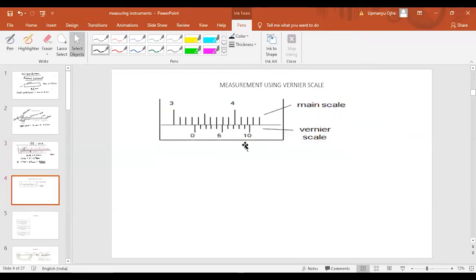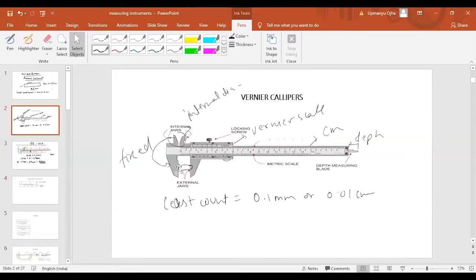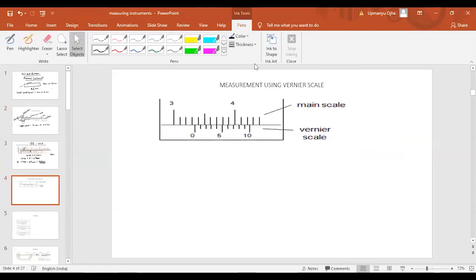Now how to measure any object? Now look at this measurement using the vernier scale. Look at this figure. This is the main scale. The upper scale is the main scale, and the lower scale is the vernier scale. If you look at the first figure which we have drawn, to find the dimension of any object, we place the object between the jaws. When you place it between the jaws, the jaw will slide over the main scale. When it slides over the main scale, the condition would be somewhat like this.